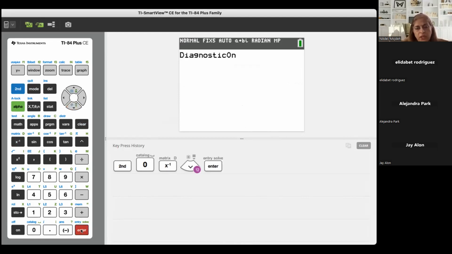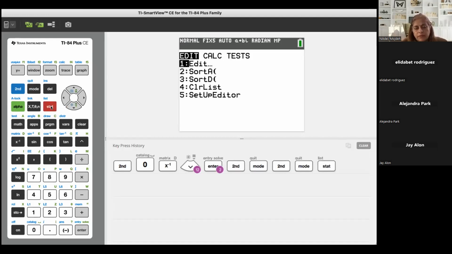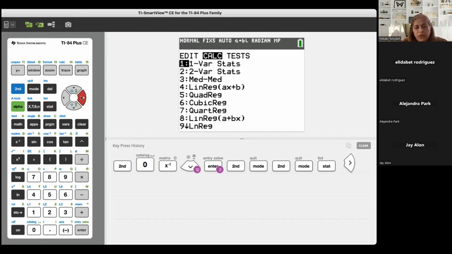I press enter. It takes me to the home screen. I press enter again. It says done. Okay. I'm going to quit from this window. Now I'm going to click the stat key, go to calculate. On the top row, go to calculate by pressing the right arrow key. Pick item number 4, linear regression ax plus b.